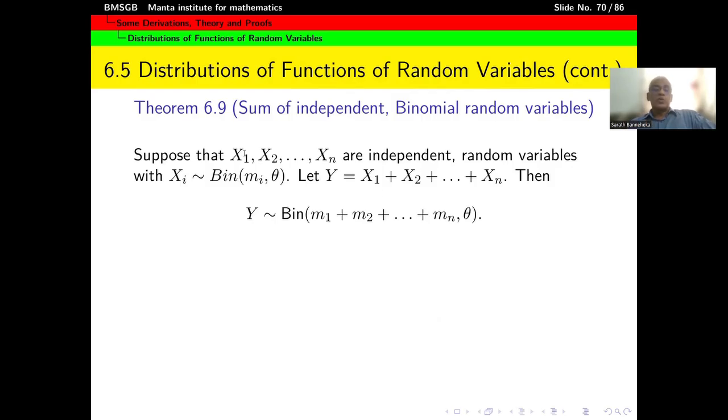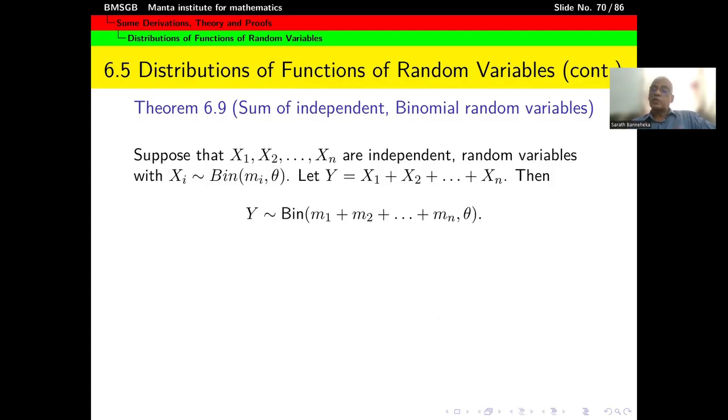So because you know that x1 up to xn are binomial random variables, you know the moment generating function of x1, you know the moment generating function of x2, up to the moment generating function of xn, all are known. Now, because y is a sum of independent random variables, the moment generating function of y will be equal to the product of individual moment generating functions.